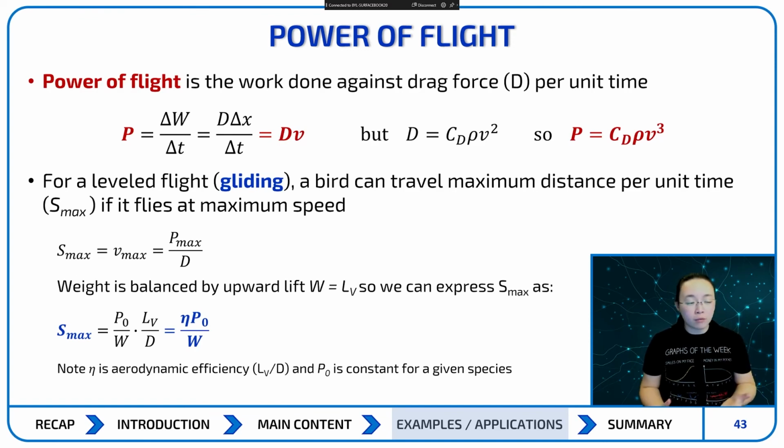Next, we have weight, and it's balanced by an upward lift, where W equals L over D based on our aerodynamic efficiency. So we can express S max differently. We can now have S max equal to P naught multiplied by L over D divided by W. So that's just manipulating those equations, and you get viscosity times P naught divided by W.